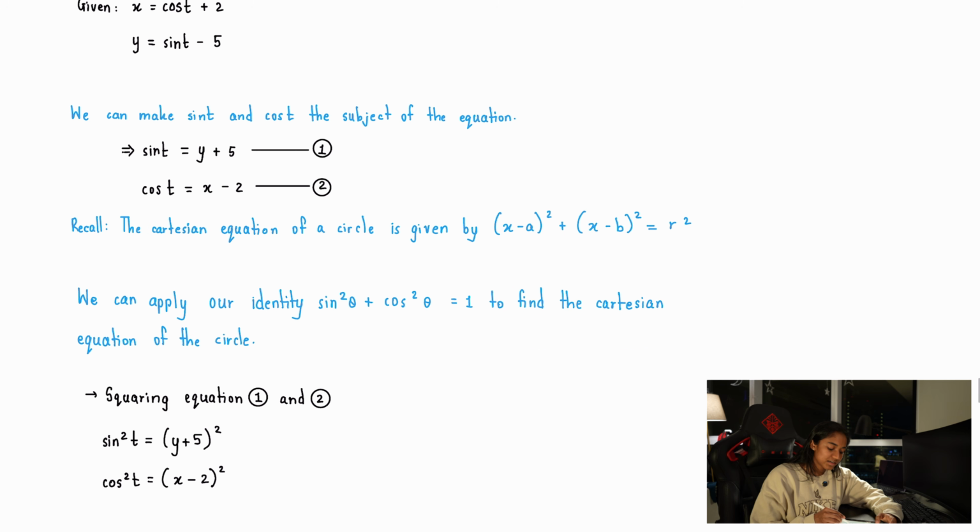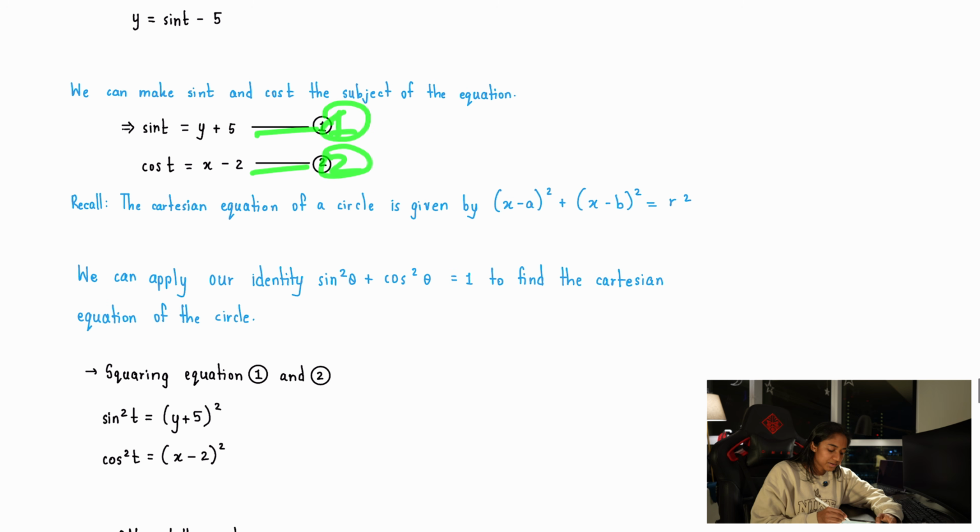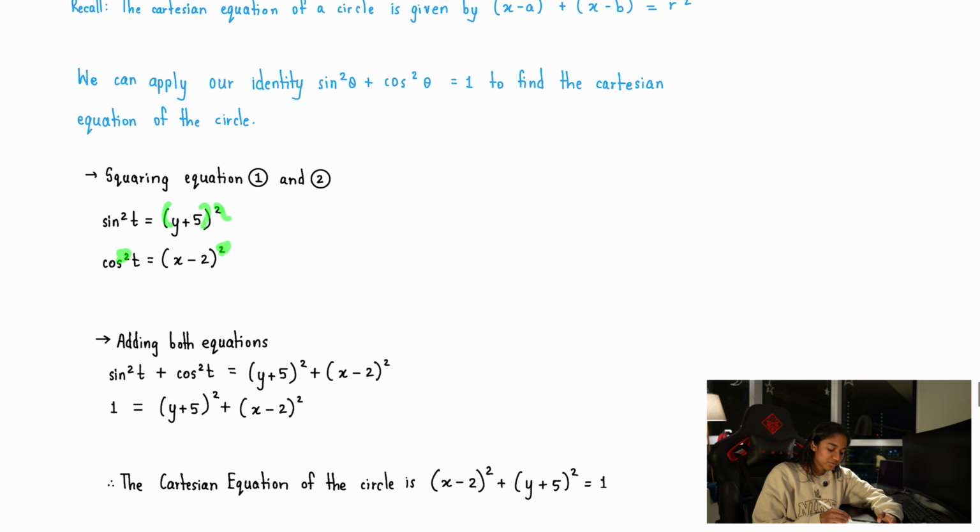So we're going to square equations 1 and 2, which is what we created here. All this means is that it's labeling the equation. So this is labeling equation 1. This is labeling equation 2. So you do it like that. We're going to square them. And when you square it, remember we square both sides. So it'll be sine squared t is equal to y plus 5 all squared. Squaring it here again and squaring it here again. So we're going to add both equations.